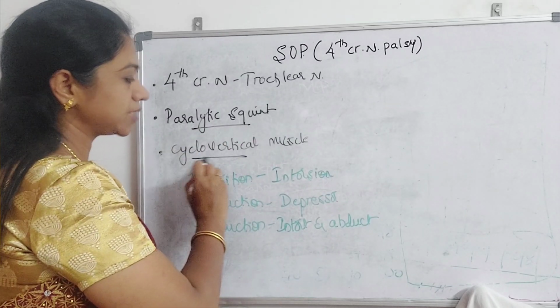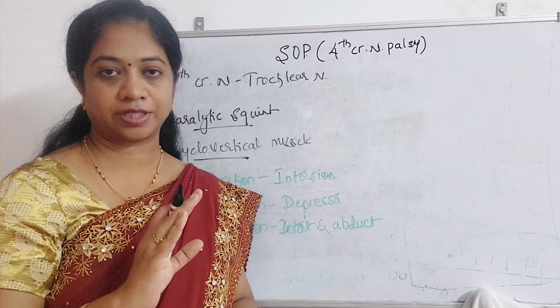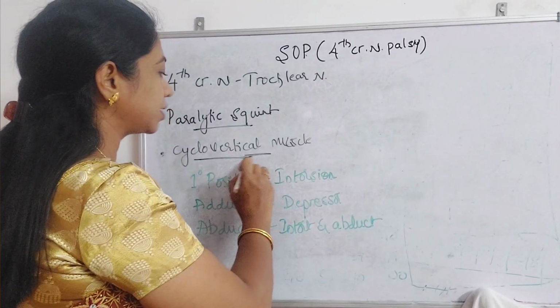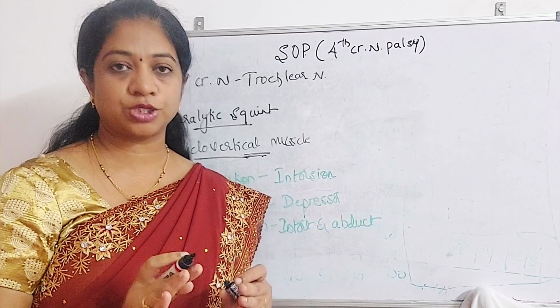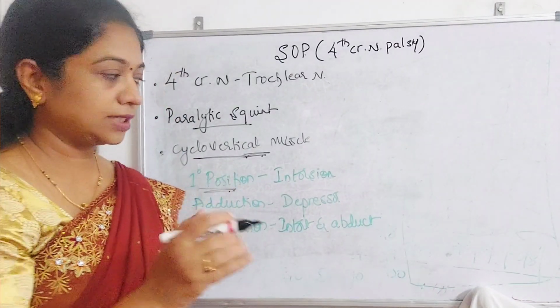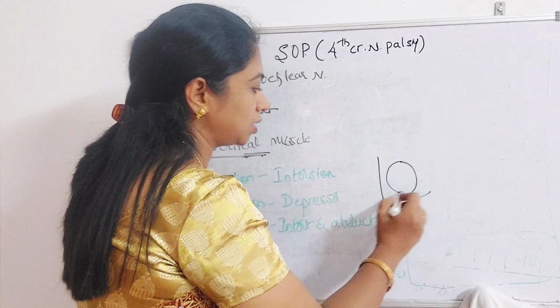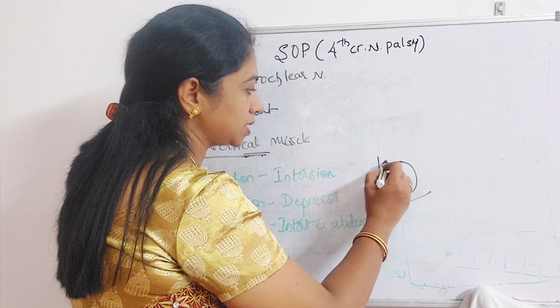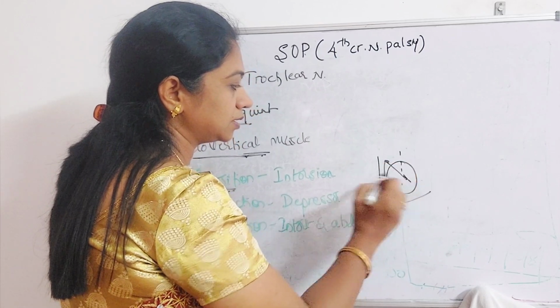This is one of the cyclovertical muscles, which has the action of both torsional movements as well as vertical movements. It has 3 actions depending upon the position of the eyeball. So in the primary position, when the eyes are looking straight, this is the eyeball. This is the orbit. We have the superior oblique muscle which is coming and getting attached here. This is the visual axis.